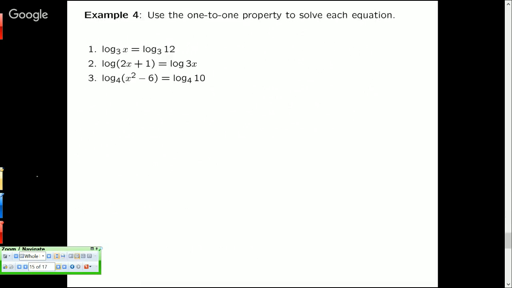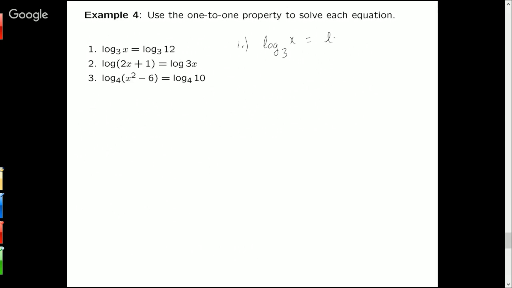That's our solution page. Okay, so now use the one-to-one property to solve each equation. We're going to be solving these. These aren't bad either. You have log base 3 of x equals log base 3 of 12. The bases are the same. So that tells you x has to be equal to 12. You set what's inside equal.